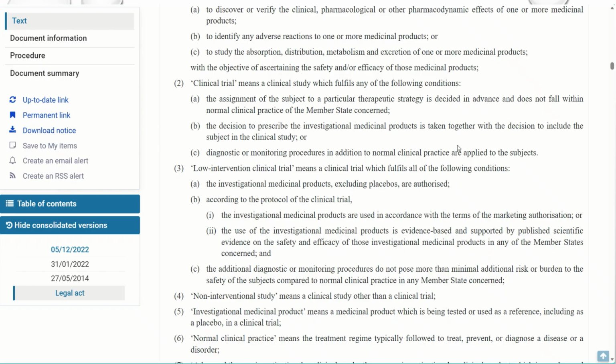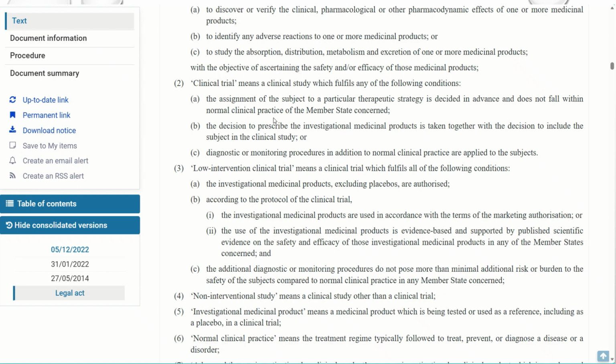Now, a clinical trial is a subset of a clinical study. So it is a clinical study, but it fulfills any one of these three conditions. And it can be the assignment of the subject to a particular therapeutic strategy. So that therapeutic strategy could be the investigational medicinal product.